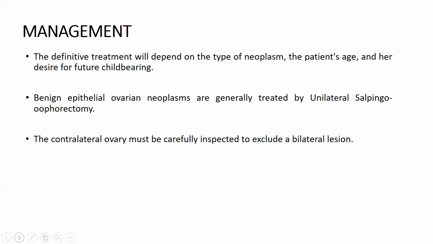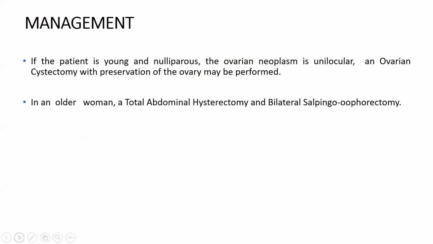Benign ovarian neoplasms are generally treated by unilateral salpingo-oophorectomy, and the contralateral ovary is carefully inspected, and sometimes we even take a biopsy. And if the patient is very young and nulliparous, and the neoplasm is unilocular, we mostly go for cystectomy with the preservation of the ovary. And in older women, we go for total abdominal hysterectomy with bilateral salpingo-oophorectomy.